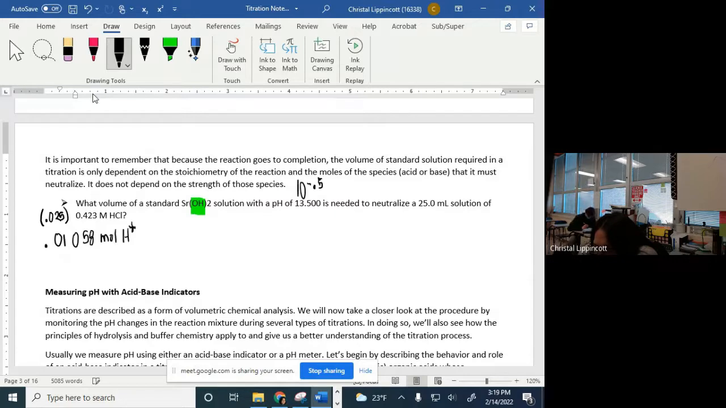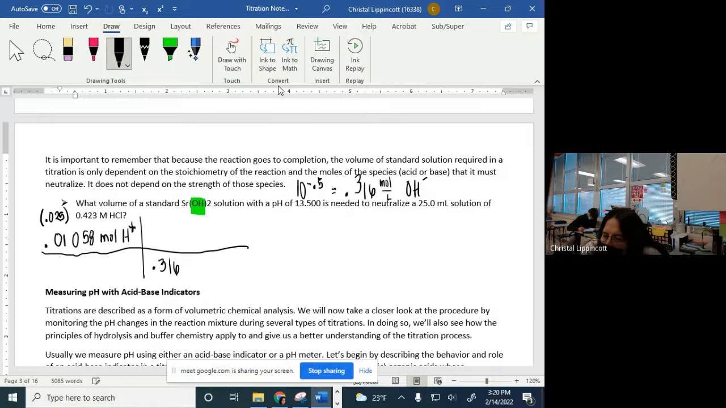Now, I know that I have a molarity of this guy. So 10 to the negative 0.5 gives me a molarity of 0.316 molar OH minus. Now, what is molarity? Moles over liters, right? So 0.01058 divided by 0.316 should give you liters, which you can convert to milliliters.